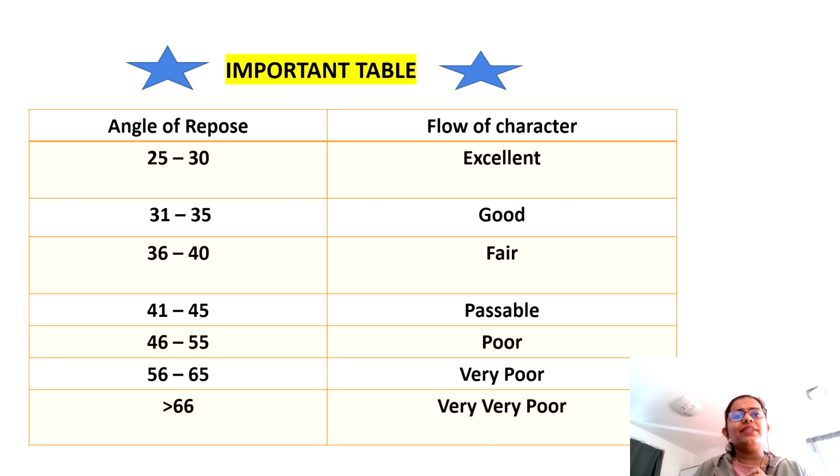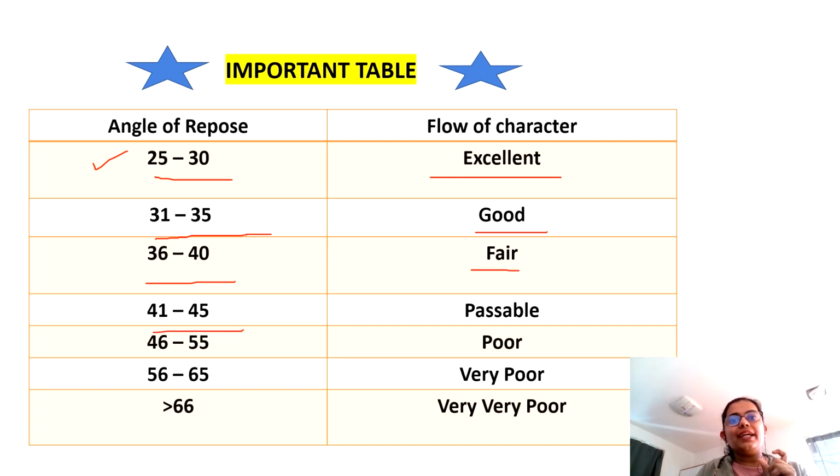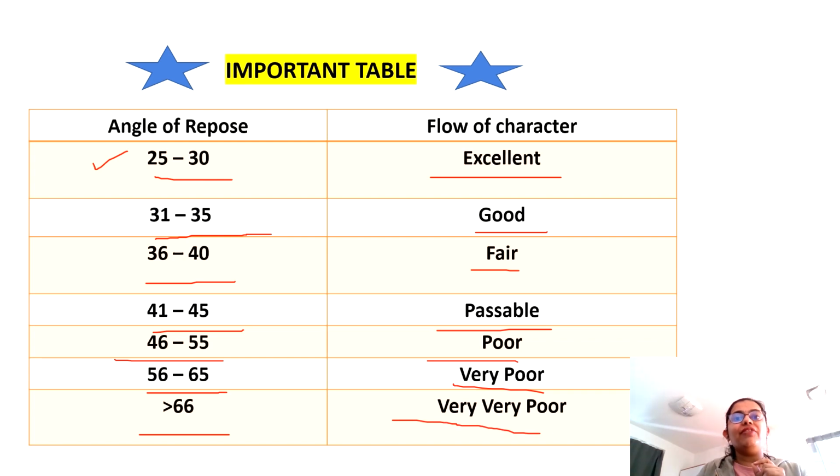Now we will start with the first range, that is 25 to 30. If the angle of repose is 25 to 30, that is excellent flow character. Then 31 to 35, that is good. 36 to 40, if you get this value after calculating, that is fair. 41 to 45, that is passable. 46 to 55, that is poor. 56 to 65, that is very poor, and more than 66 is very, very poor.